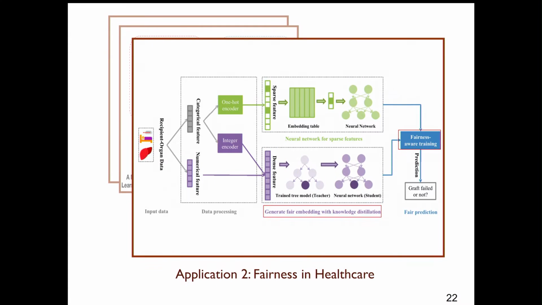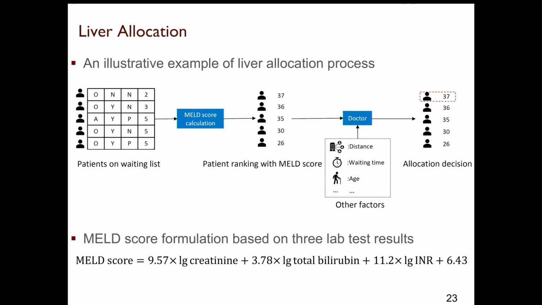Another example I want to demonstrate here is fairness in healthcare. We just introduced this piece of work at the EMEA conference two days ago. How we look into this problem specifically is called the liver allocation problem. Here I want to show you an illustrative example of the liver allocation process, just in case you are not familiar with how this kind of organ is received by our receivers.